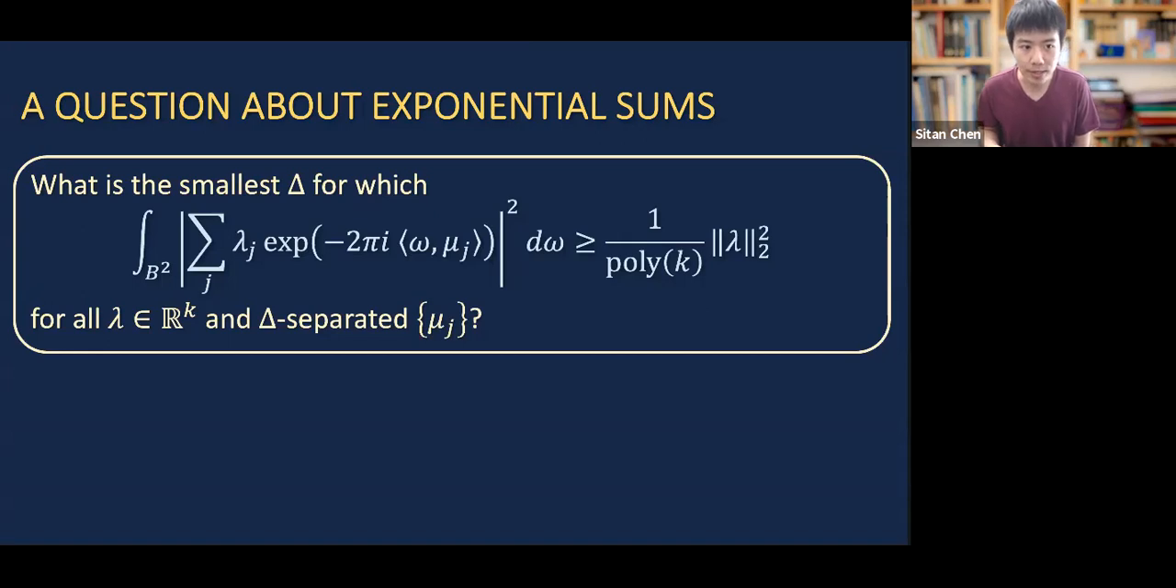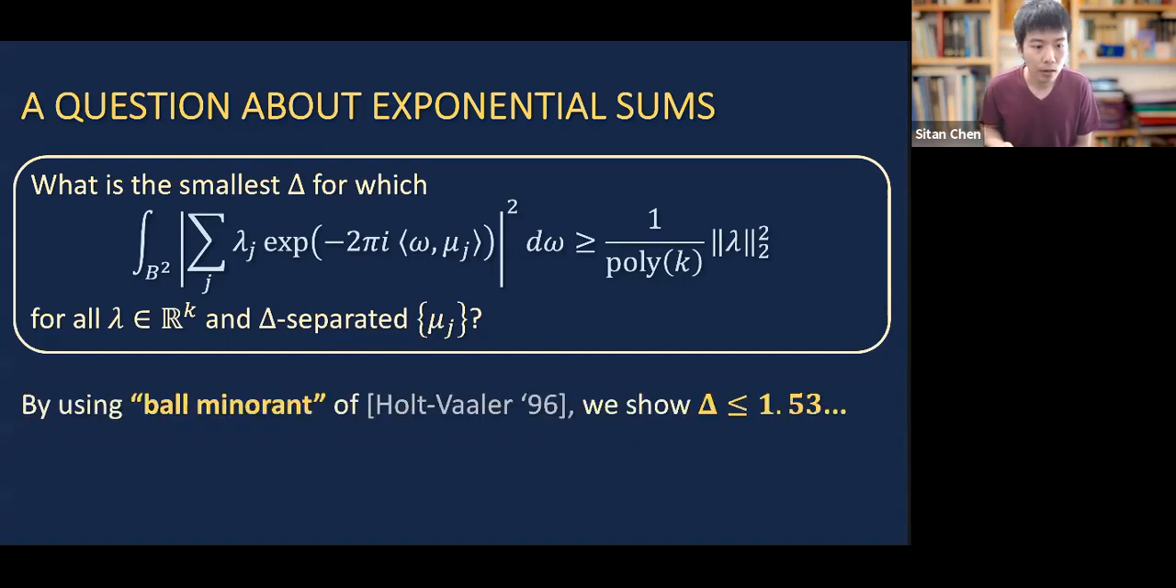And while we don't pinpoint the exact value of delta, it turns out that by getting reasonable upper and lower bounds, these immediately translate to algorithms and information theoretic lower bounds for learning mixtures of Airy disks. Okay, so to establish an upper bound on the smallest possible delta, we use an extremal function called the Ball minorant that was introduced by work of Holt and Vaaler in the mid-90s. And we essentially show that as long as the level of separation is at least this 1.53 threshold, then this condition number bound holds.